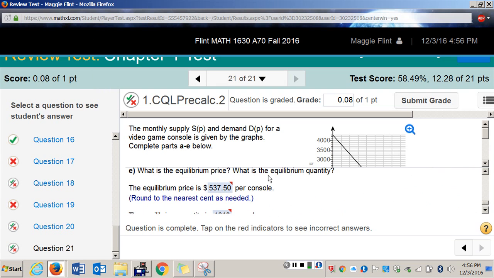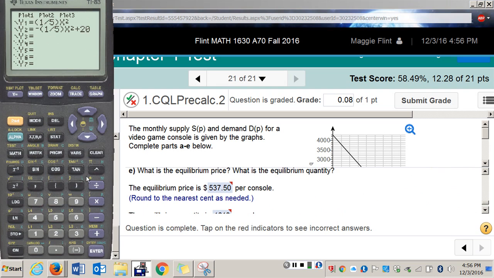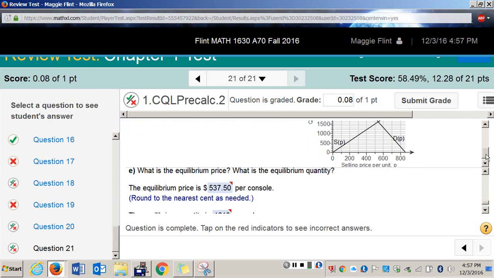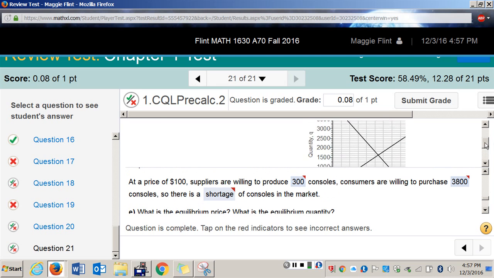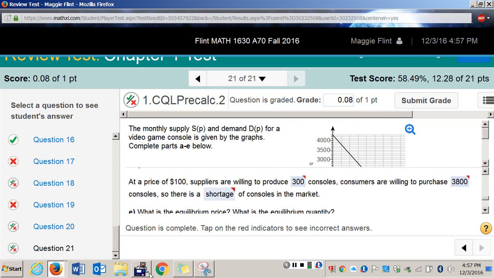Then what they want to know is, what's the equilibrium price and what is the equilibrium quantity? The best way to get that is to go to your graph and graph your supply and demand. And given that we have a graph to kind of go by and know where the equilibrium is going to be, we're going to set our x values to go from 0 to about $900, and our y values, we're going to set those to go from 0 to about $5,000.